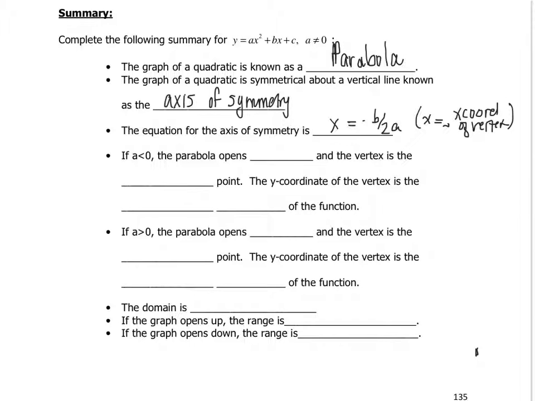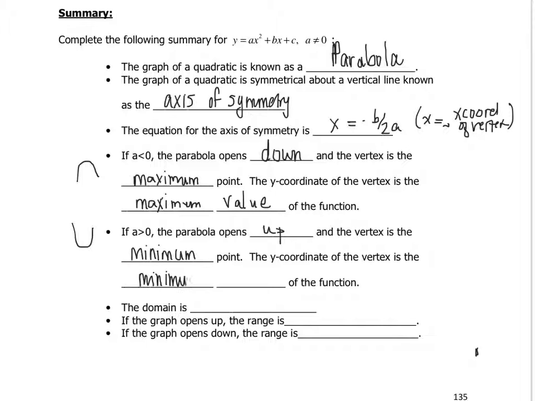If a is less than 0, the parabola opens down, and the vertex is a maximum point. And the y coordinate would be the maximum value. If they ask you for the maximum point, it's both coordinates of the vertex, but if they ask you for the maximum value, you only want the y coordinate of the vertex. If a is positive, the parabola opens up, and the vertex is a minimum point, and the y coordinate of the vertex is the minimum value of the function.